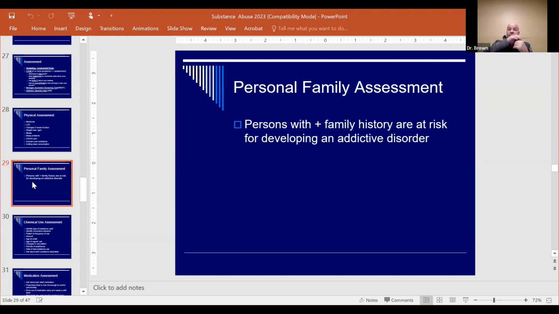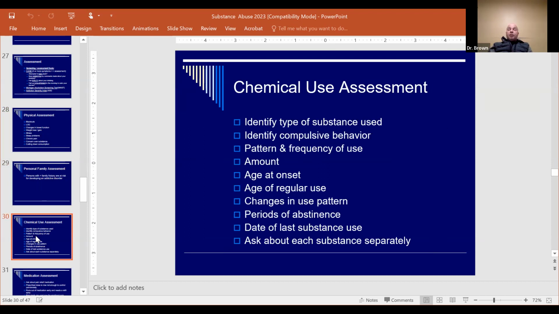Okay. So you want to take a personal family history. So patients, clients that have a positive family history of addiction, they're more likely to become addicts themselves. Okay. And you want to ask about each type of substance. Okay. You want to ask them when the compulsive behavior started, pattern and frequency.